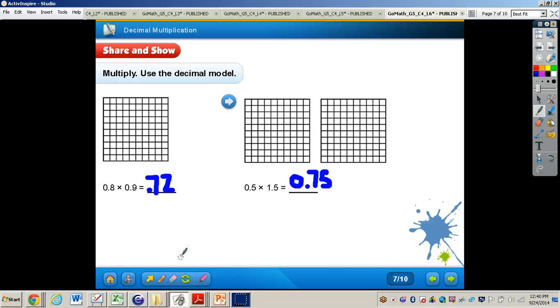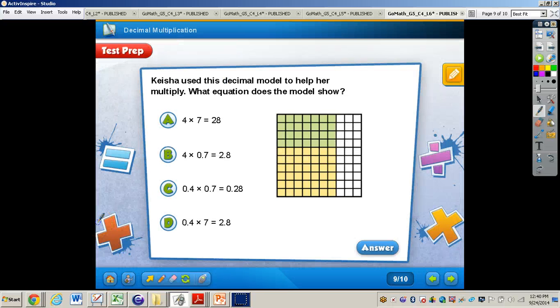Okay, the answers we have are 72 hundredths and 75 hundredths for these. Okay, let's take a look at this test prep problem. I want you to work through it. When you're finished, you can press play, and I will have the answers for you. So pause the video now. Okay, the answer is letter C.